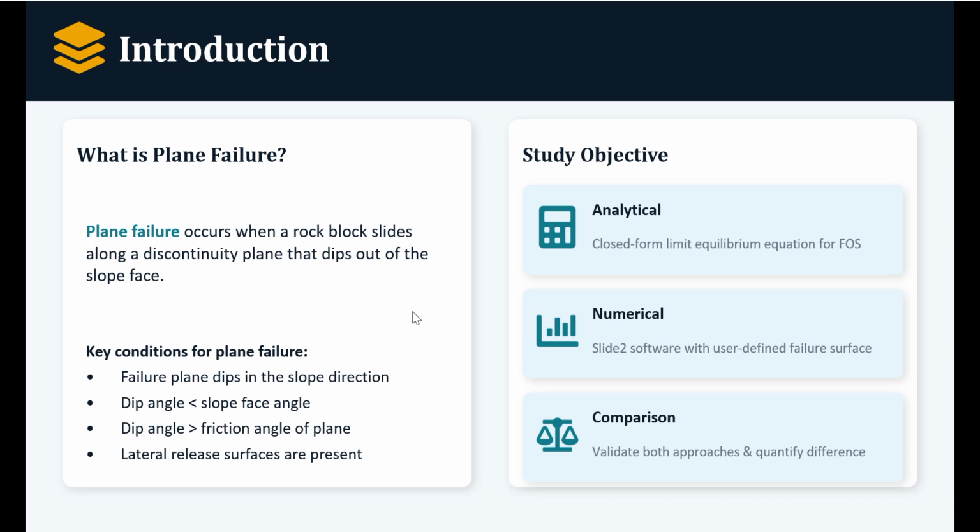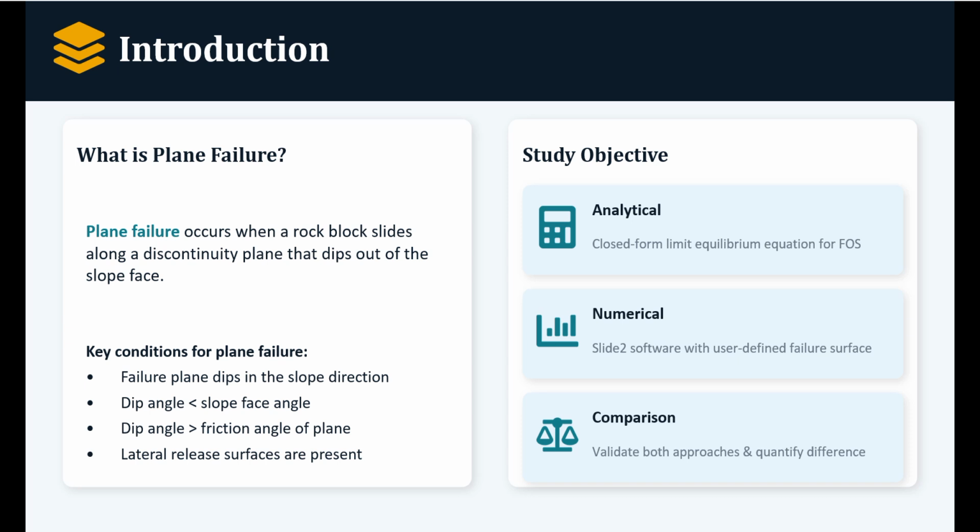Then here you can see some fundamental concepts like the plane failure. What is the plane failure? Here you can see the sliding of rock along a discontinuity plane that dips out of the slope. We can consider only one discontinuity plane which slides from the slope. Simply we call it plane failure, and some conditions are there. The dip angle is less than the slope face angle, the dip angle is more than the friction angle, and lateral release surfaces are present.